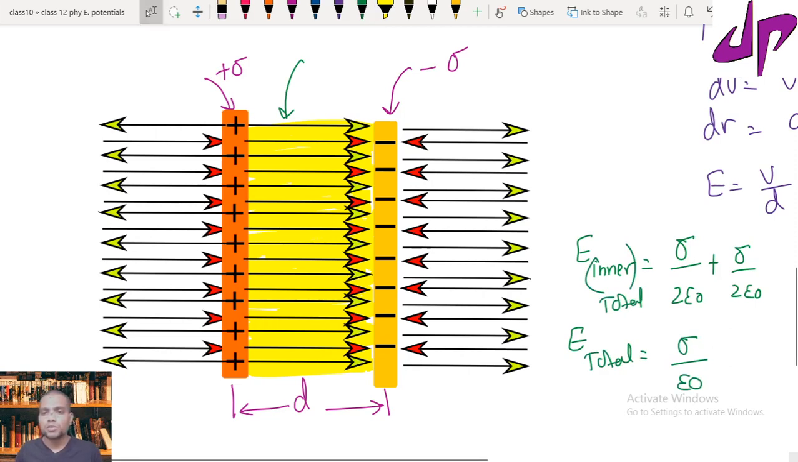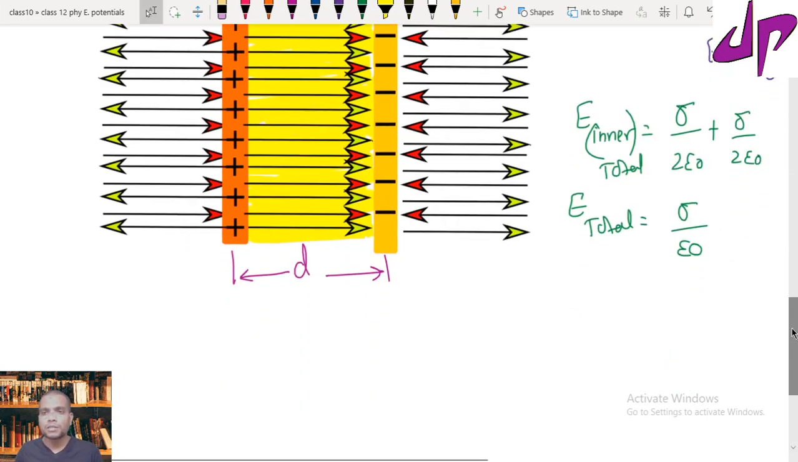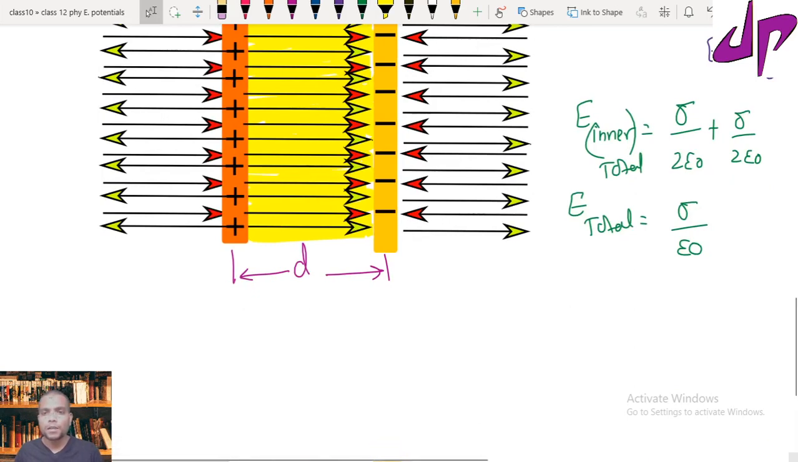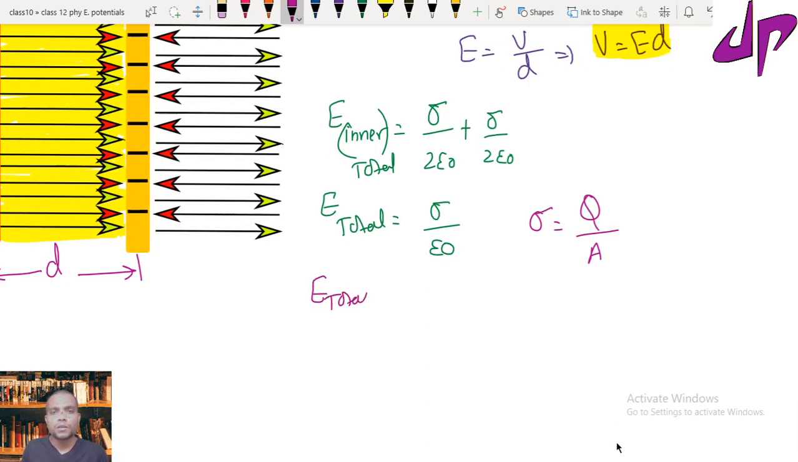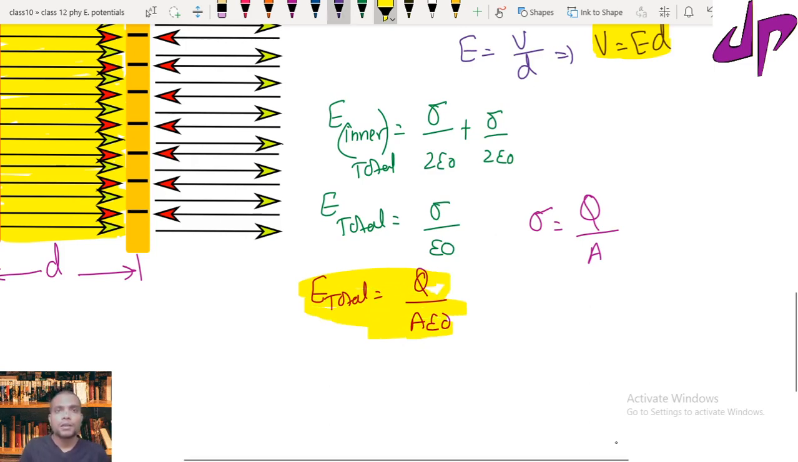Now if you substitute the sigma value, sigma is nothing but the surface charge density, charge per unit area. So the electric field total equals Q by A epsilon naught. So this is my first electric field expression, the electric field present between the two plates. Let me take this as equation 1.